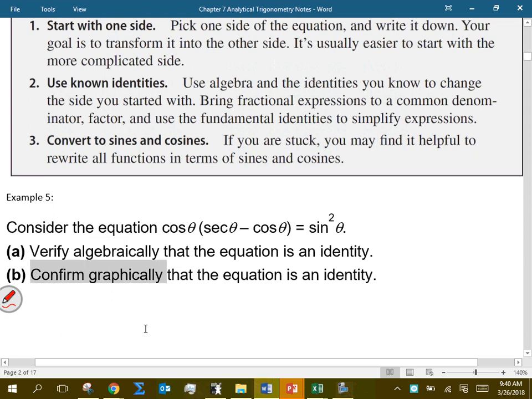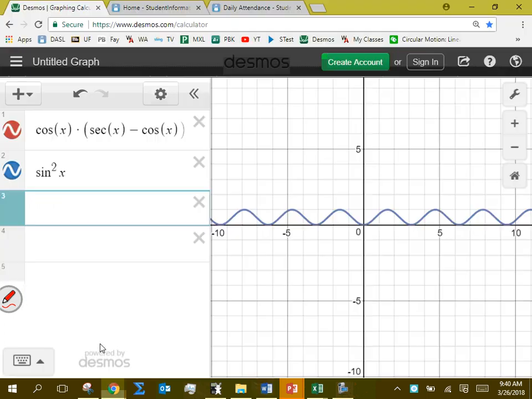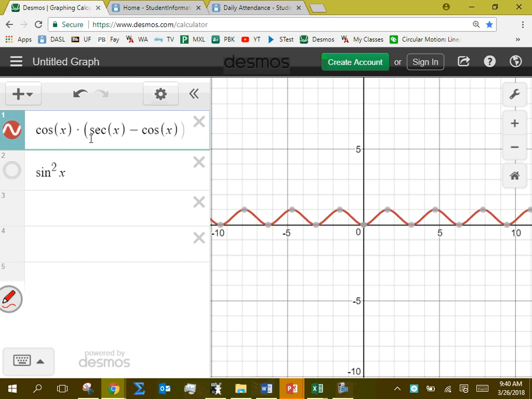But we understand there's a graphical approach to these. So if we use the graphical approach, I'll just graph these from last period. That is the left-hand side of what we're going to graph: cosine x times secant x minus cosecant, cosine x. And they're showing that is equal to sine squared x. And if we graph them, we do see that the red one and the blue one are on top of each other. So they are the same. Okay, so we're going to try to prove and verify that they're the same algebraically.